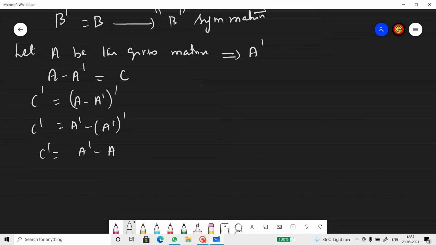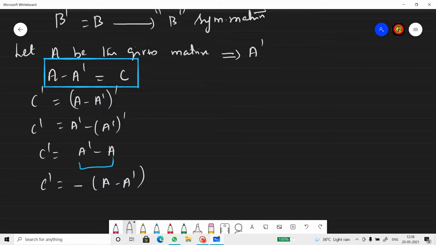Okay. So C transpose is A transpose minus A. And what is C? C is A minus A transpose. Here C transpose is A transpose minus A. So C transpose is equal to minus of A minus A transpose. So C transpose is equal to minus C. That means C is a skew symmetric matrix.